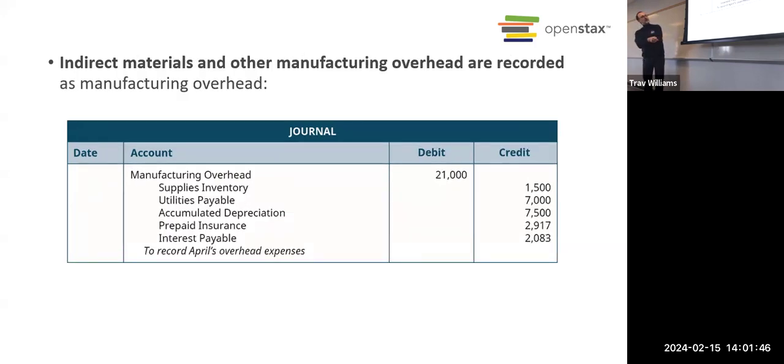We also have some indirect materials. So we see we've used some supplies. We have some utility expenses. We have some depreciation. We have some prepaid insurance we've used, and we owe some interest on a loan related to something having to do with production. So maybe a loan for equipment or something like that. Now, all of these costs, notice they all just get lumped into manufacturing overhead. Just one account for all of those different costs.